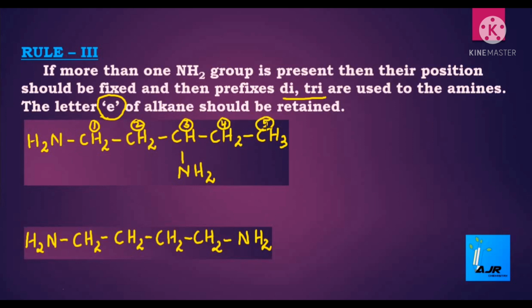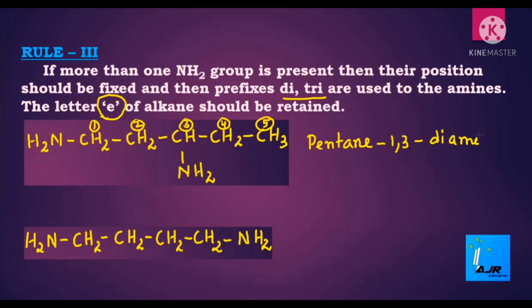So how many carbon atoms are there? 1, 2, 3, 4, 5. It is a pentacarbon, is it not? The position of the amino group is also fixed. It is in the first position and also in the third position. Now name it. How will you name? Pentane. See, the letter E should be retained. If more than one amino group is there, then we should retain the letter E. Understood? So pentane. What is the position of the amino group now? 1 and 3. Pentane-1,3. What prefix should we use?